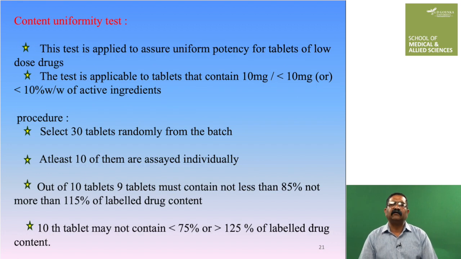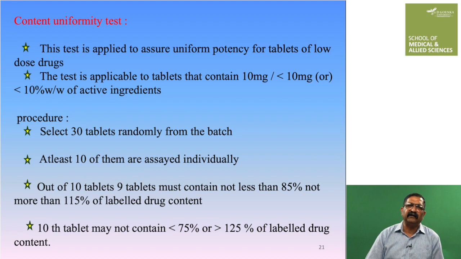Next topic is the content uniformity test of the tablet. This test is applied to assure uniform potency for tablets of low dosage drug. The test is applicable to tablets that contain 10 milligrams or less, or 10% by weight, of the active ingredients. Procedure for the test is to select 30 tablets randomly from the batch. At least 10 of them are assayed individually.